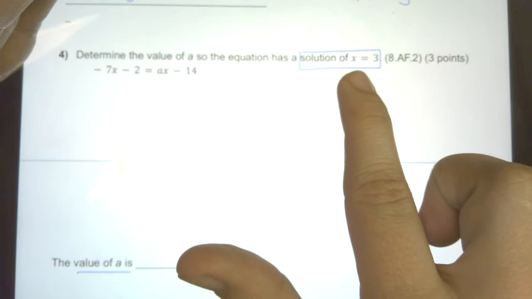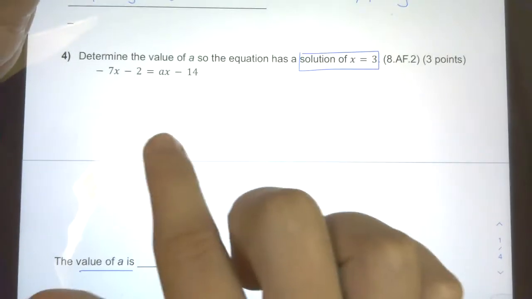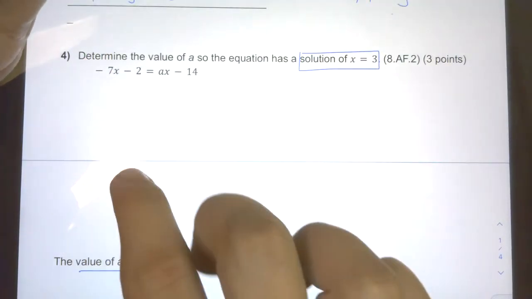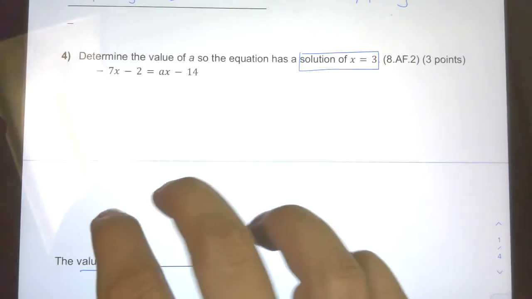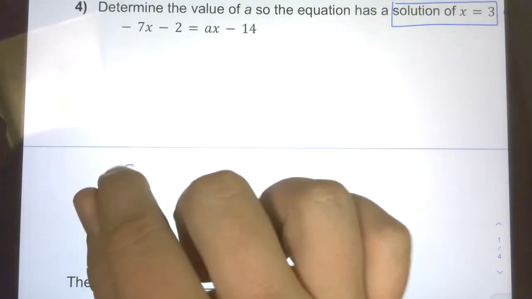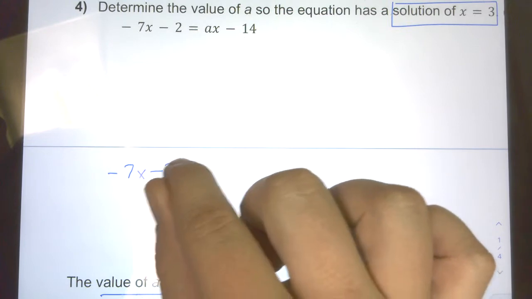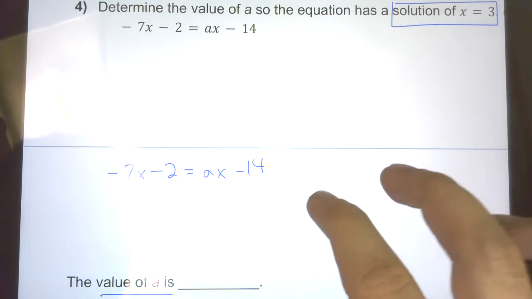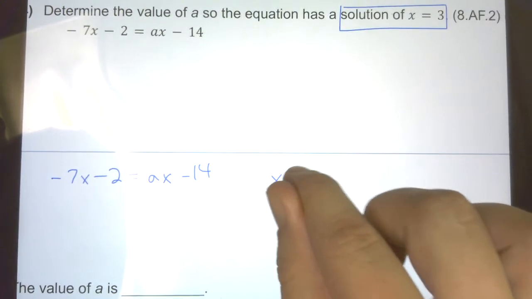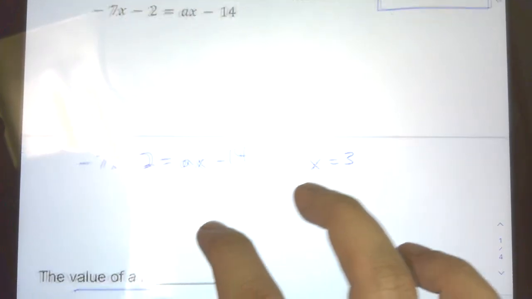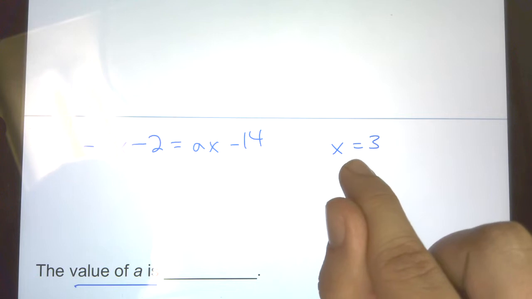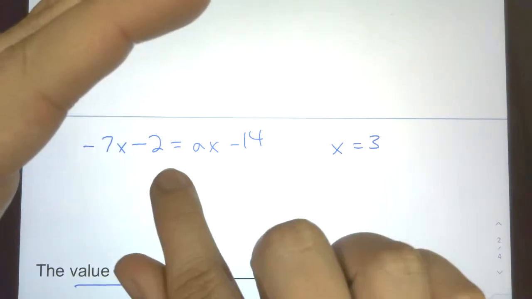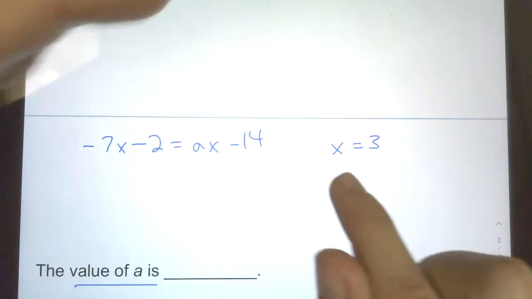So really, this is just kind of a strangely set up question asking you to find a when x is given. So what I'm going to do, actually, I'm going to take this down here so I can kind of zoom in a little bit. So it's negative 7x minus 2 equals ax minus 14. And I'm also going to bring the solution of x equals 3 over here. So what I'm going to do is substitute this in. Okay, substitute it in for x. So it'll look like this.